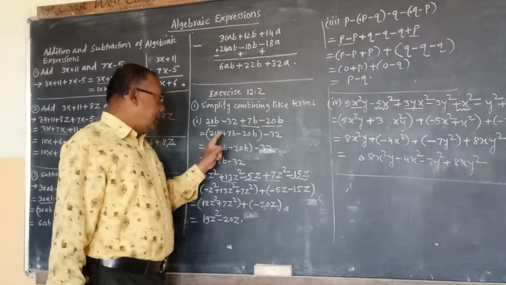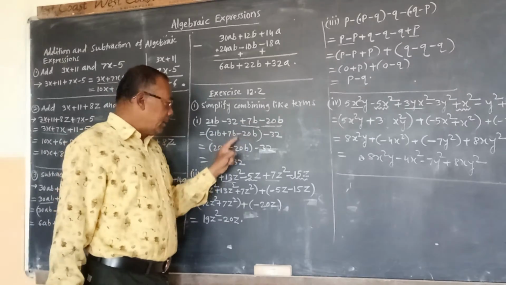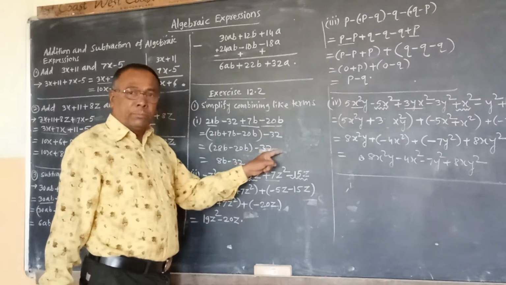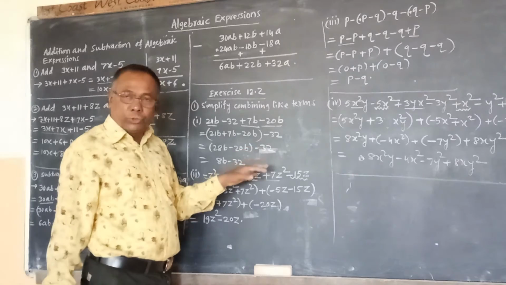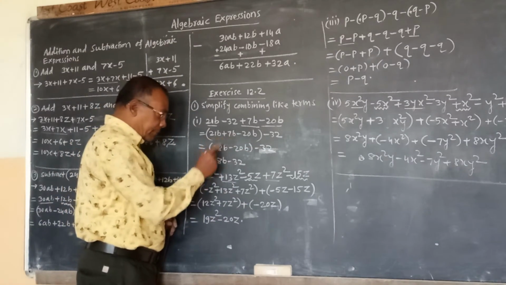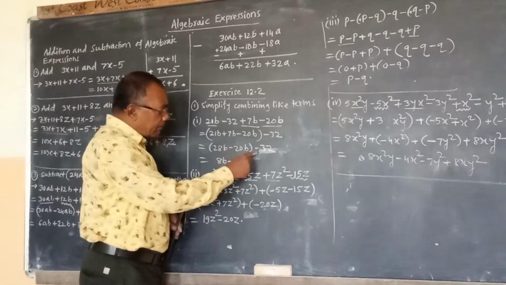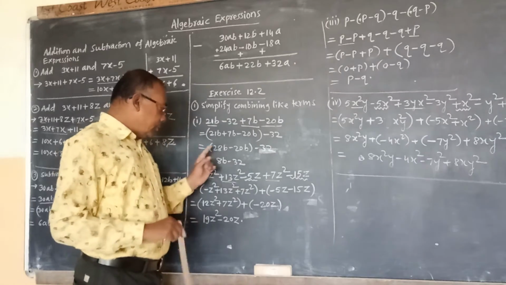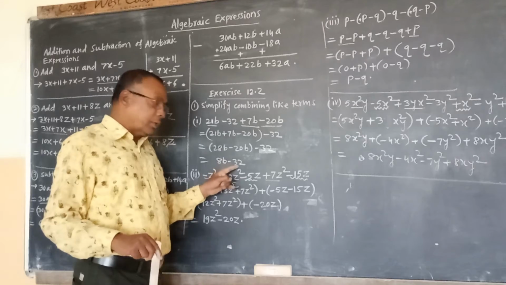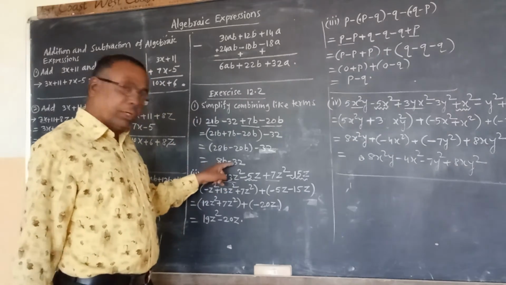So 21b plus 7b minus 20b, bracket complete. Minus 32 has no like term, so I have written it at last, outside the bracket. Here 21b plus 7b will be 28b, minus 20b as it is, and minus 32 as it is. Again 28b minus 20b will be 8b minus 32. So our answer is 8b minus 32.